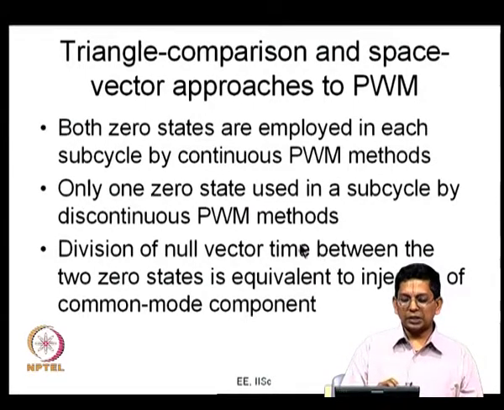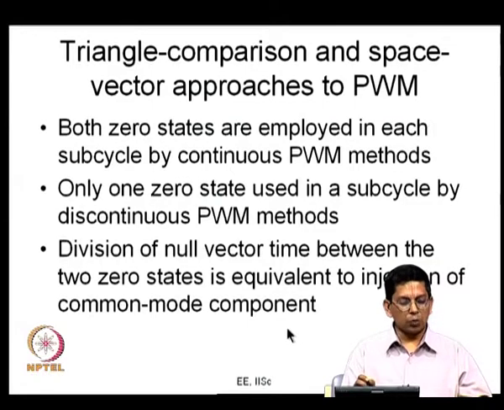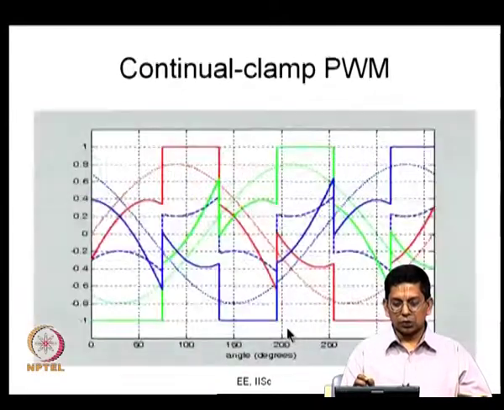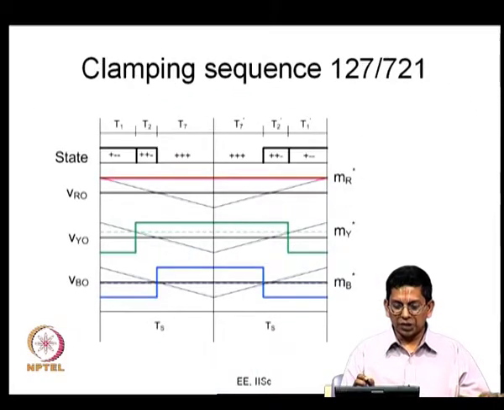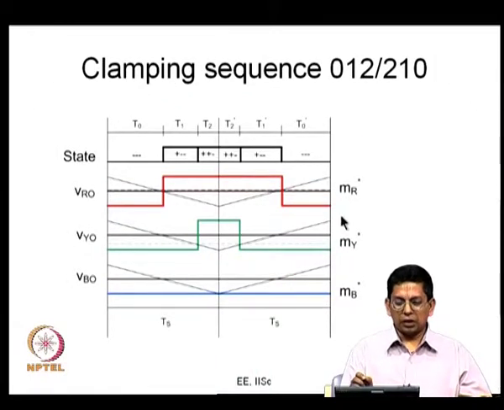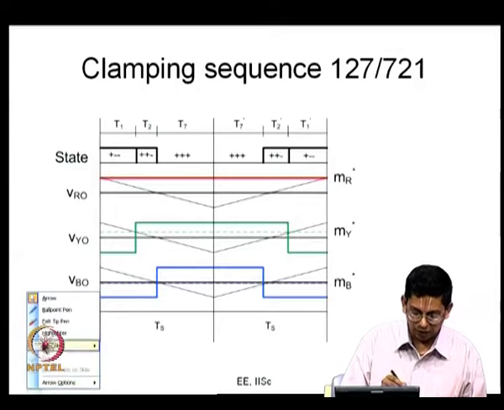So, what you really see here is the division of null vector time between the 2 0 states. This is what changes, the division of null vector time between 2 0 states. How long you are applying 0, how long you are applying 7, that is equivalent to whatever common mode is being injected. So, in all the cases, there is certain common mode that has been injected here, that is a positive common mode now.